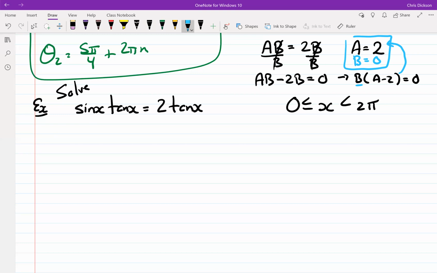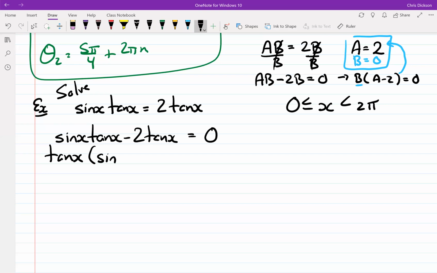Okay, so this question has tan on both sides, so I'm going to bring tan, actually all my trig terms, to the left side. So I have sine x tan x minus 2 tan x all equals 0. I'm going to factor a tan out, so I get tan x times sine x minus 2 equals 0.